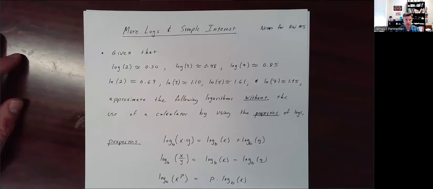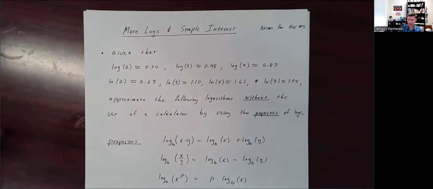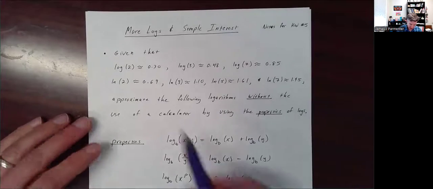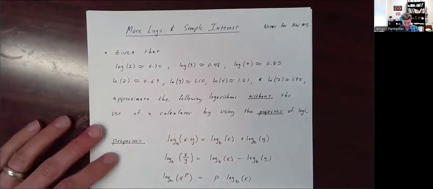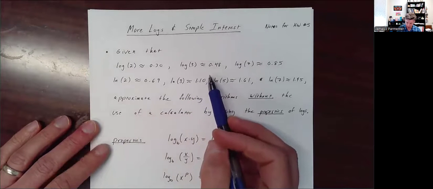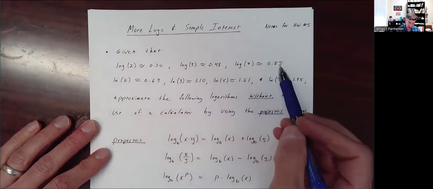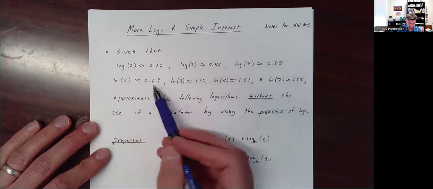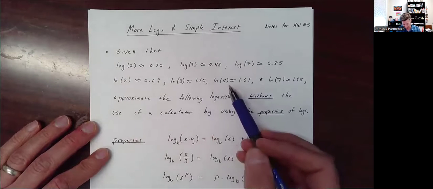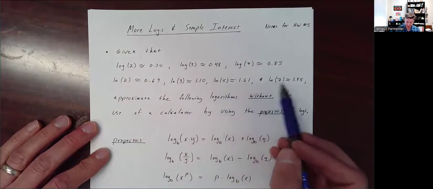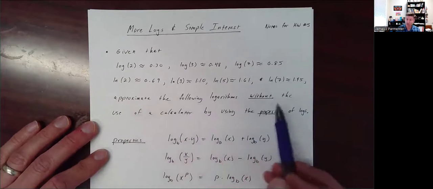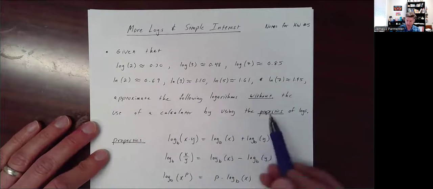Right. More logs and simple interest. So we're going to start with some examples here. Given the following approximations, log of 2 is approximately 0.3, log of 3 is approximately 0.48, log of 7 is approximately 0.85, natural log of 2 is approximately 0.69, natural log of 3 is approximately 1.10, natural log of 5 is approximately 1.61, and natural log of 7 is approximately 1.95. We're going to approximate the following logarithms without the use of a calculator by using the properties of logs.